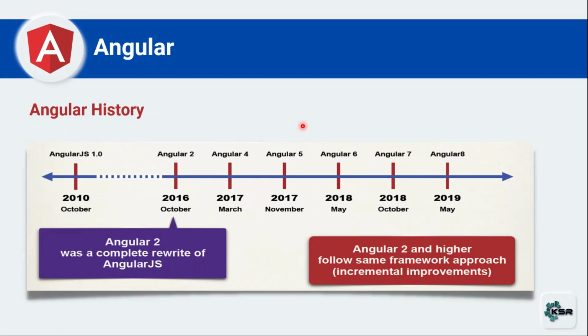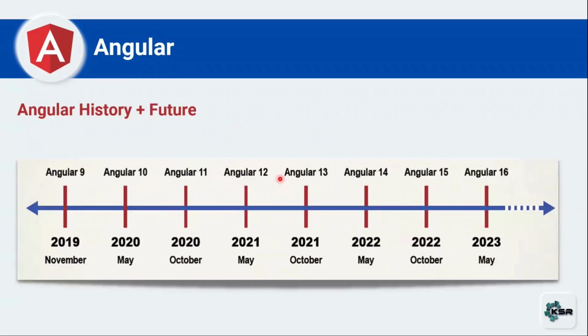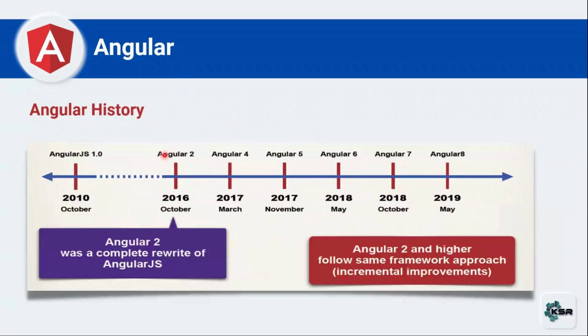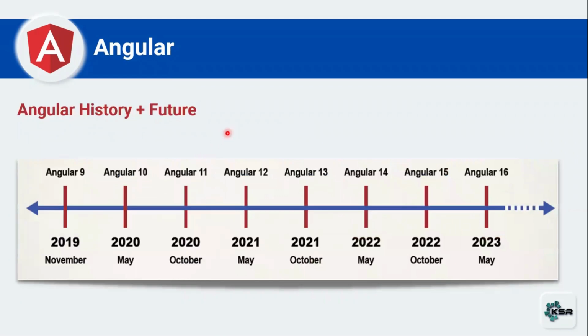It started in 2010 as the AngularJS version, which is the older technology. Nowadays, nobody is using it. And there is a drastic change between Angular 1 to 2, between 2010 and 2016. After that, it gradually increased and we are at Angular 14 in 2022. But there is no drastic change between Angular 2 and Angular 14.